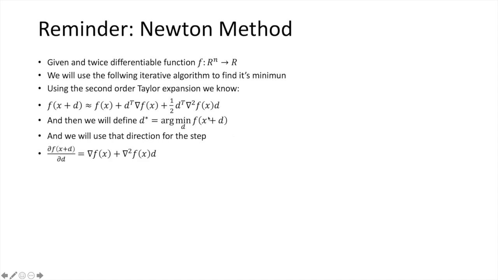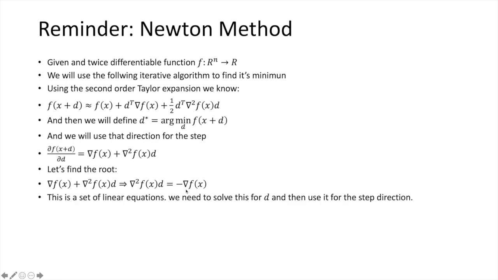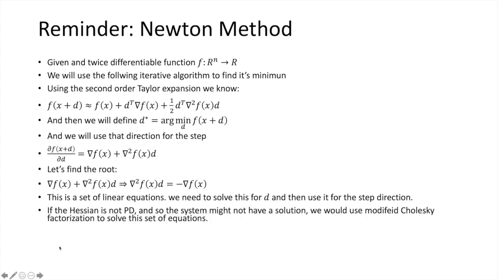So let's find this d star by taking the derivative of this expression, and we get this gradient. And so by equating it to 0 and finding the root, we know that the Hessian multiplied by d needs to be equal to the minus gradient. This is a set of linear equations. We can solve this for d and then find the steepest direction for the step.